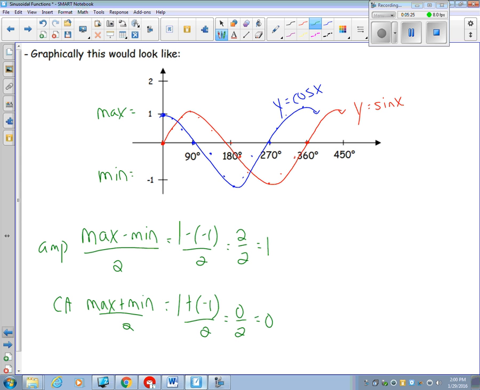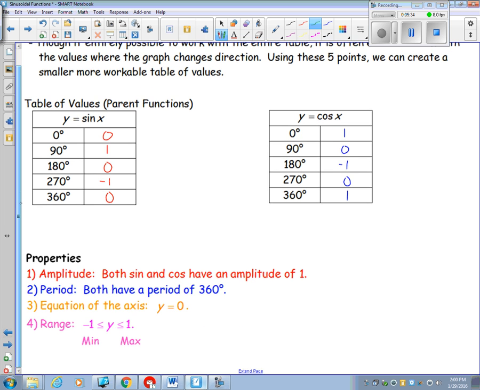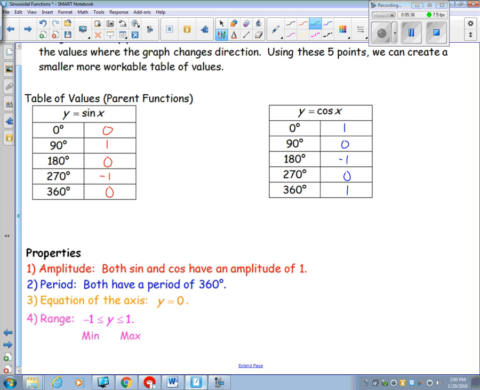Okay. Both of these, when we got to 360, we started repeating ourselves. So our period was 360. And that sort of gives us our properties, and just a list of them right here: amplitude, period, equation, and then range.